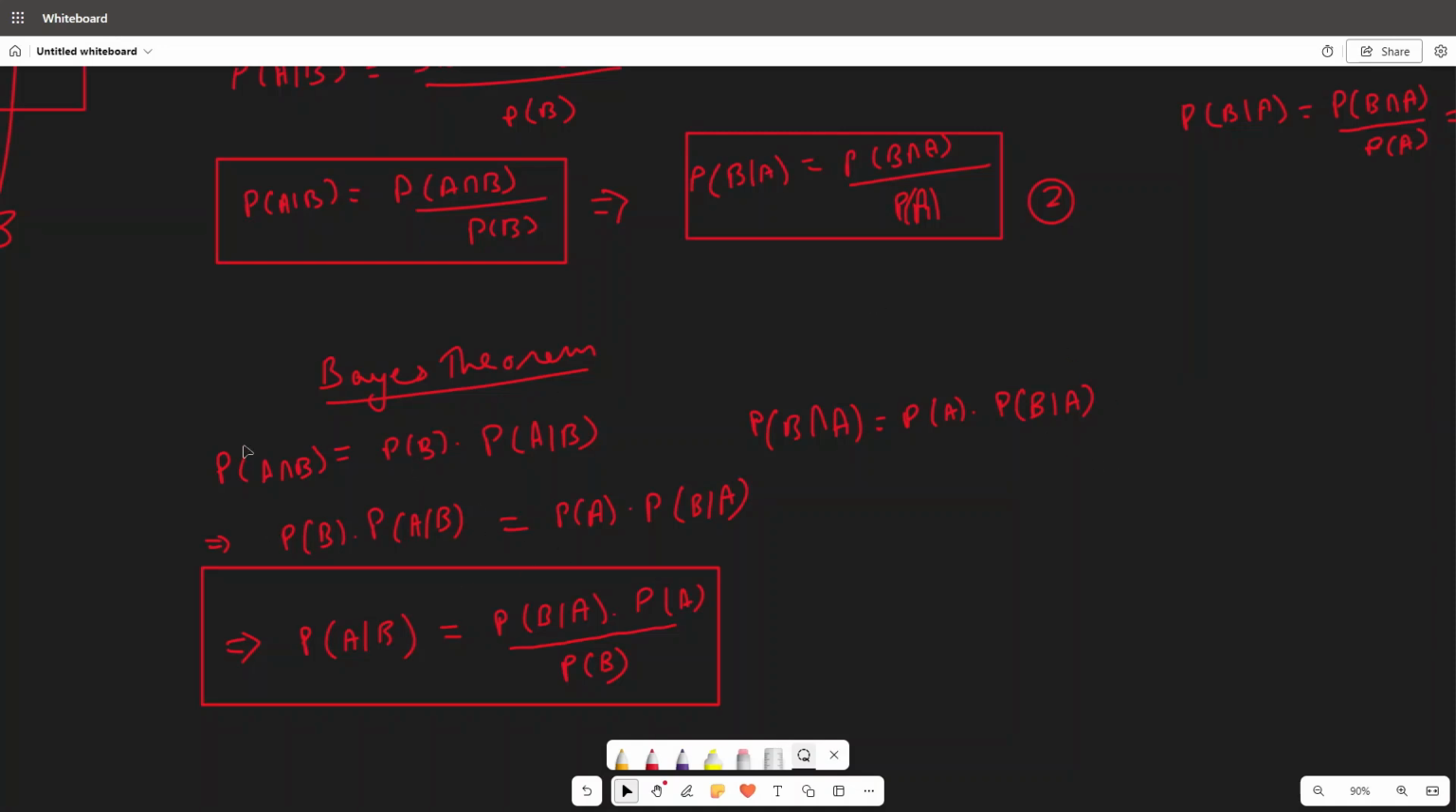And since probability of A intersection B is equal to probability of B intersection A, that means probability of B times probability of A given B is equal to probability of A times probability of B given A. So if we equate these things, we can reach this formula, that is probability of A given B is equal to probability of B given A times probability of A divided by probability of B. Now we'll have a look at one example which will make this theorem a little bit more clear.